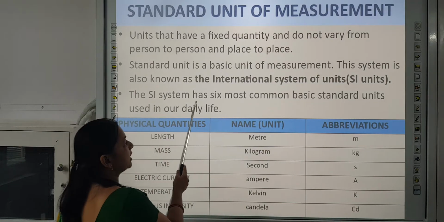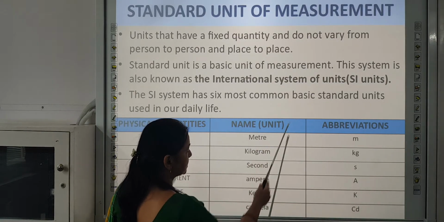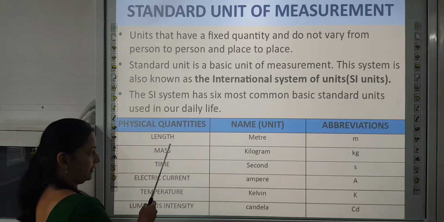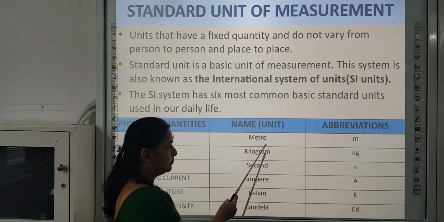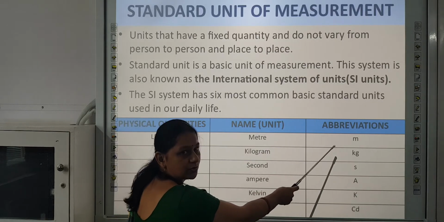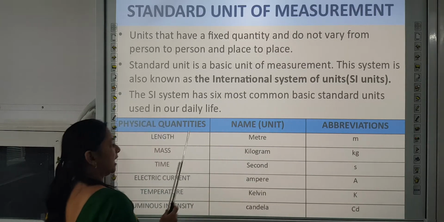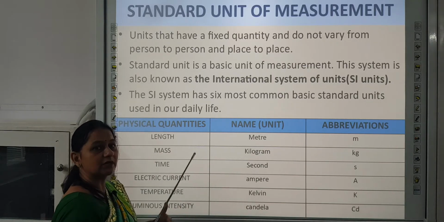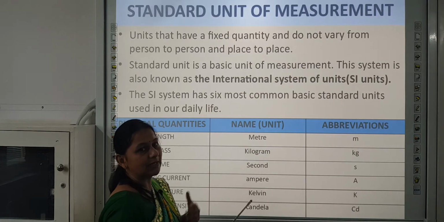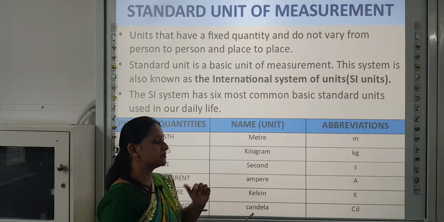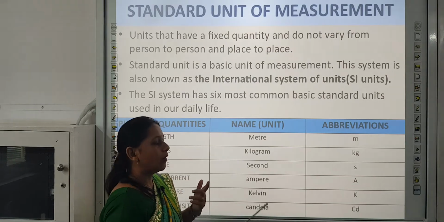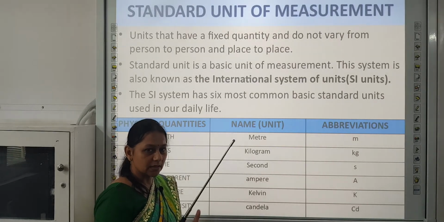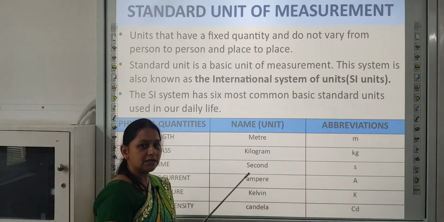The SI system has 6 most common basic standard units, and these are the basic units. Length is measured in meters, and the short form that we use for meters is m. Meters can be converted into kilometers; we can say 1000 meters make up 1 kilometer, or 1 meter is subdivided into smaller units, centimeters.